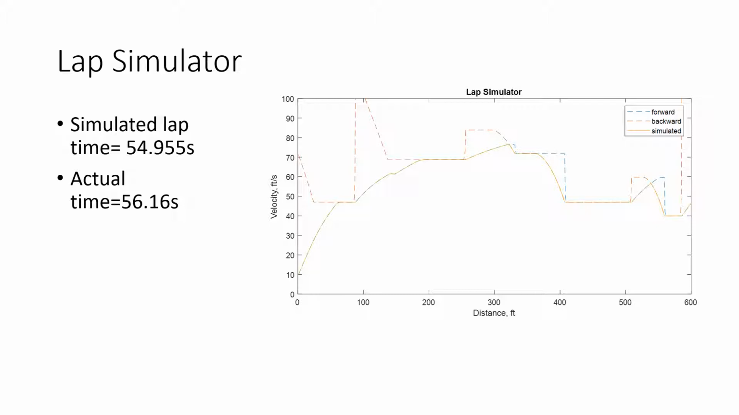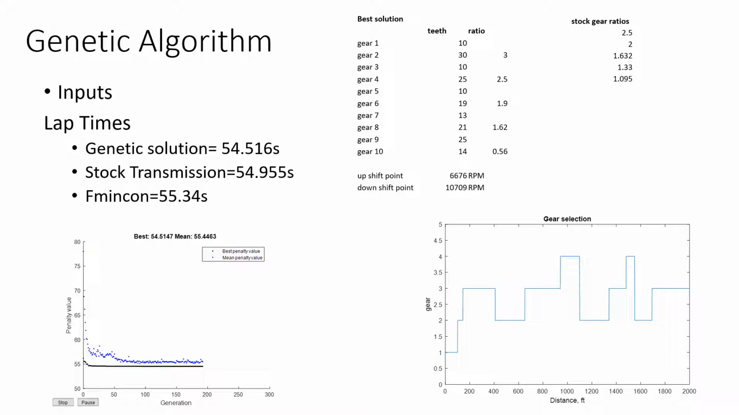When I was making this model, I realized that I could optimize when the driver should shift up and down in addition to optimizing the gear ratios. The variables that I optimized with my genetic algorithm were the amount of teeth on all the gears in my transmission as integers and the engine speed at which to shift up and at which to shift down.